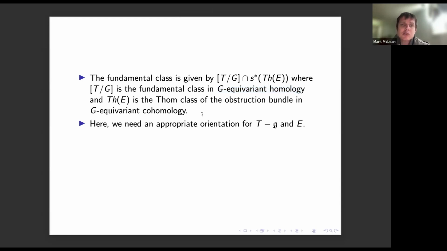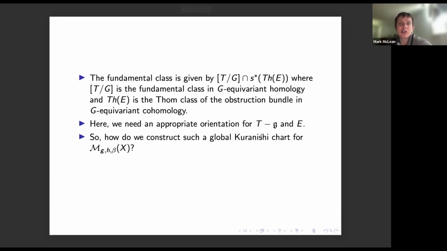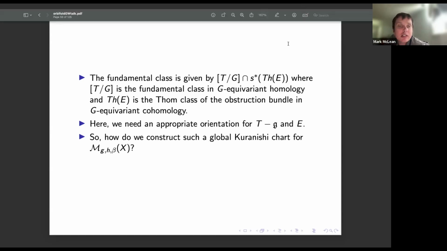You also need an appropriate orientation for the tangent space of T minus G and E. Again, this is explained in my work with Mohammed Abouzaid and Ivan Smith in another paper with normal Gromov-Witten theory. So what I want to explain for the rest of the talk is how you construct this global Kuranishi chart.